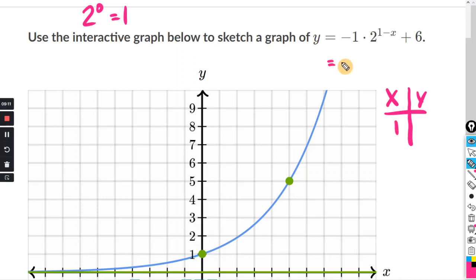Okay, and that would give us negative 1 times 2 to the 0 plus 6. 2 to the 0 is 1, times negative 1 is negative 1, plus 6 is 5. All right, so that's 1 point.